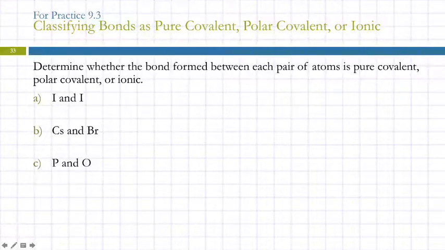Okay, so this is the kind of thing we should be able to do. Determine whether the bond formed between each pair of atoms is pure covalent, polar covalent, or ionic. Your book uses this term pure covalent. I prefer nonpolar covalent. So a bond between iodine and iodine, what's that going to be? It's going to be nonpolar.